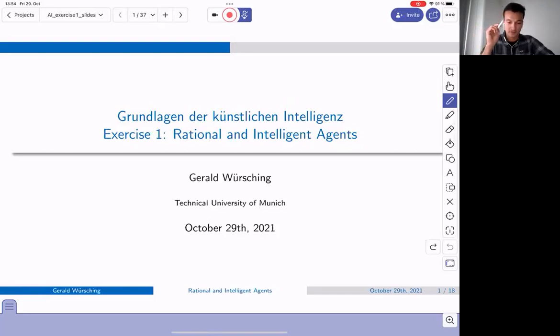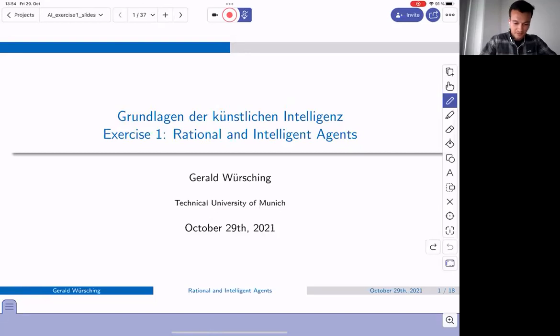So far the organizational things, maybe just a couple of words about myself. My name is Gerald. I'm a PhD candidate at Professor Althoff's group since approximately a year. And in my work, I'm basically working on safe motion planning for autonomous vehicles. I will be doing the first 3 exercise sessions: the introductory exercise that we have today, then the search part and the constraint satisfaction part. And after that, my colleague, Adrian, will take over for logic.